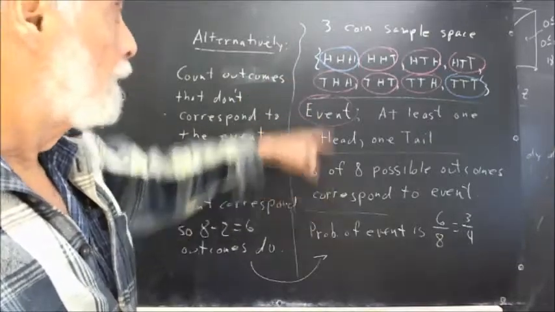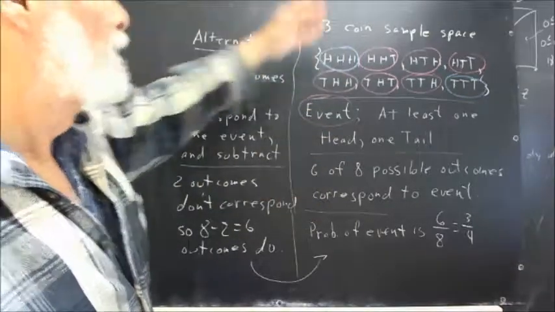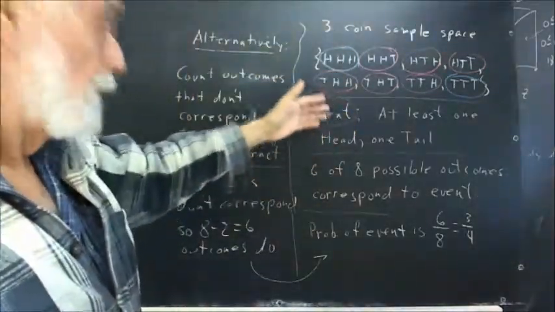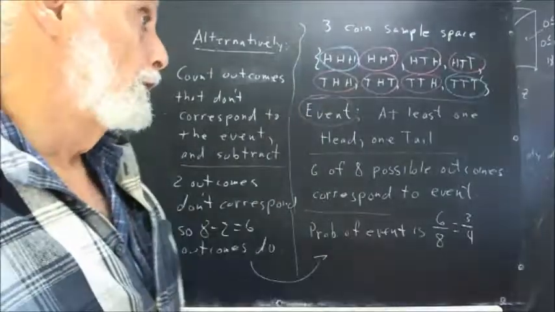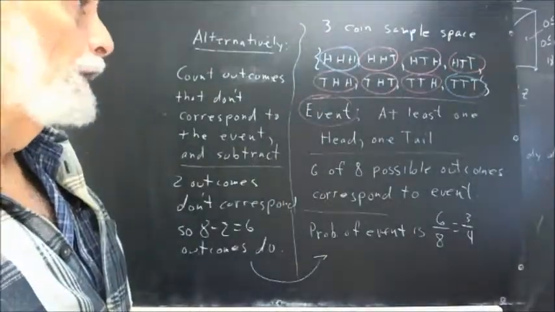It's important, I think, for you to understand why we're learning to count things, so that we can put the counting together into the whole idea of probability.